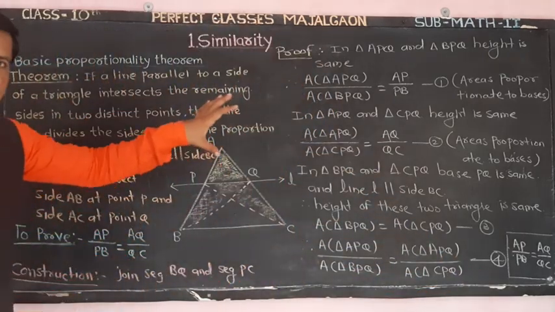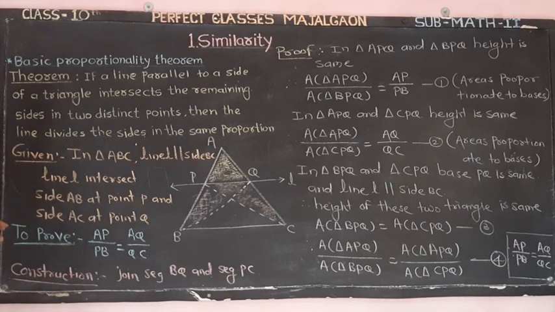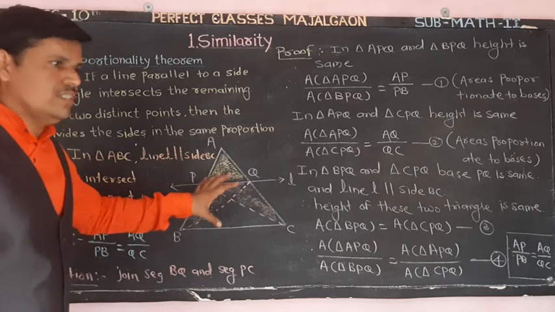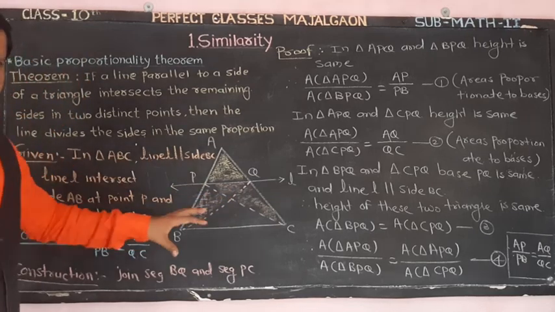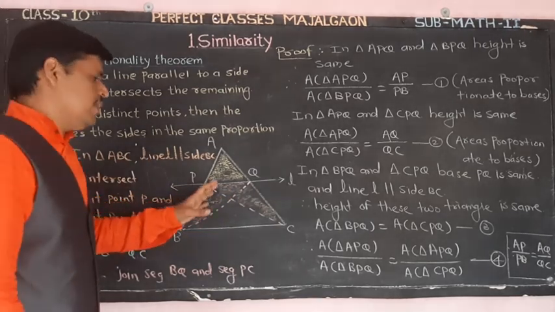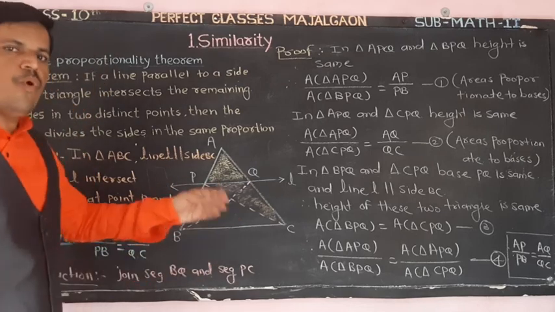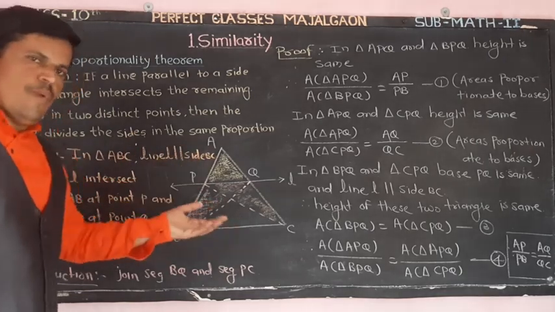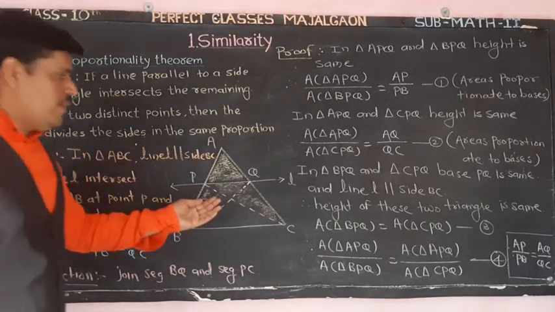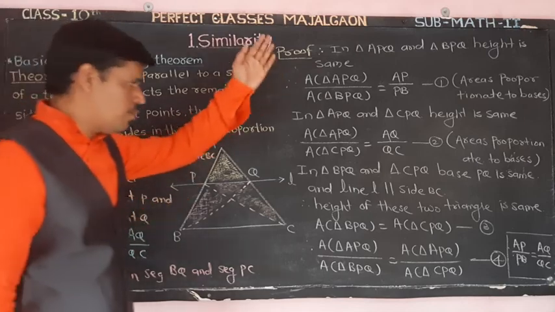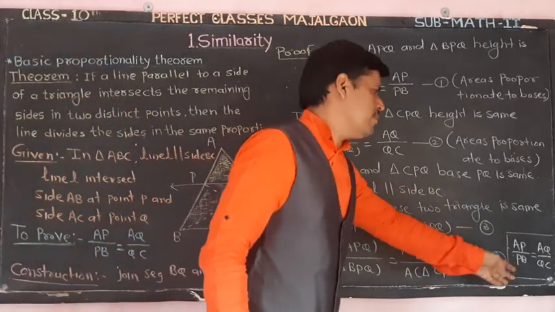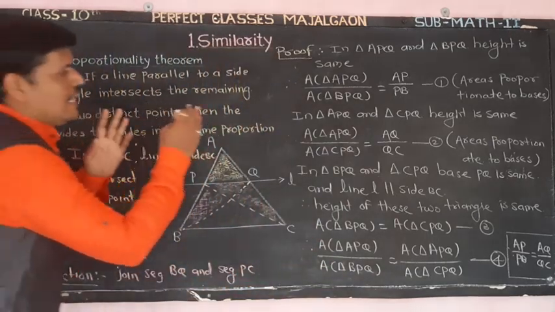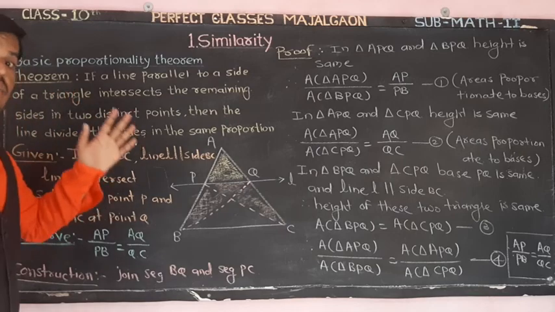From the given statement, we write the given and to prove. From the given statement also, we construct a figure, and it is necessary to construct a figure in any theorem. If we do not construct a figure in the theorem, then we get 0 marks. No figure, no marks. This is the rule of our exam. From the figure, we explain the proof, and we get AP upon PB equal to AQ upon QC. This is our basic proportionality theorem. You may remember it. It is the most important theorem.